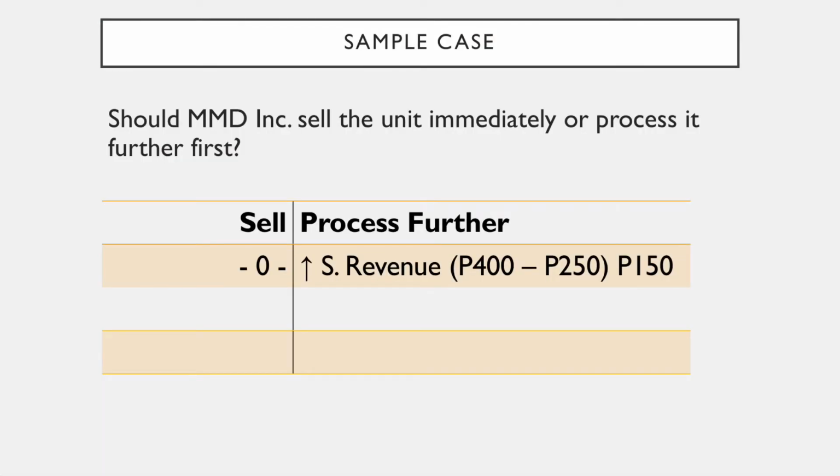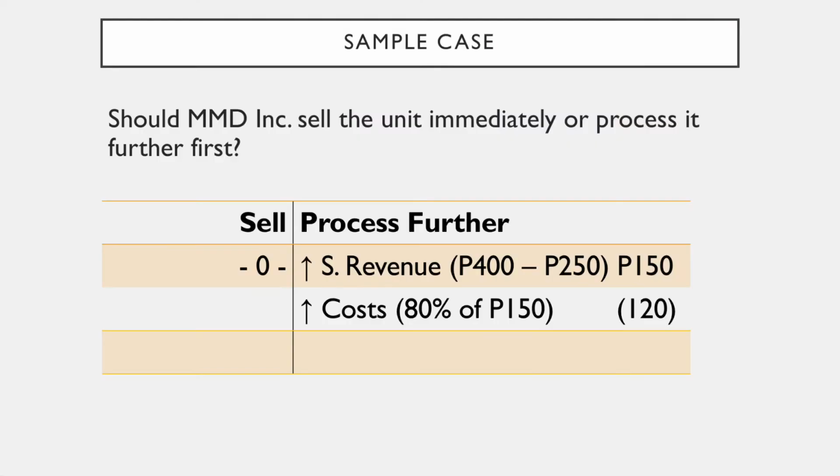If we sell the unit immediately, there would be no changes in our revenue and costs. But further processing will increase the sales revenue. From 250, it becomes 400, making it an incremental revenue of 150 pesos. What about the incremental costs? It might be tempting to think that the 150 pesos variable cost would be incremental. However, at this point, it is already a sunk cost. Why? It was already incurred.